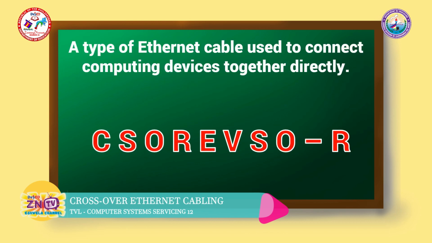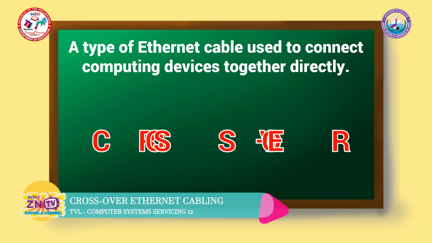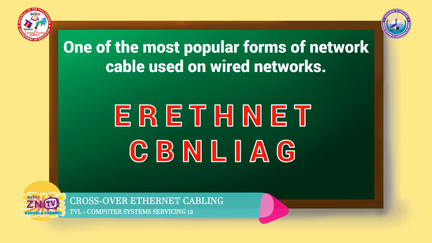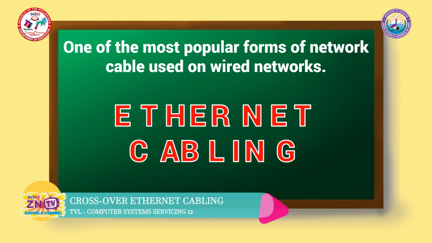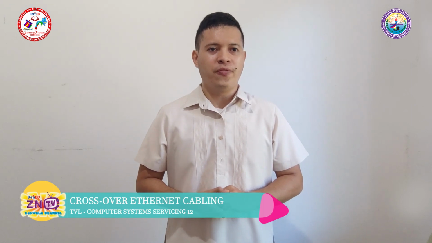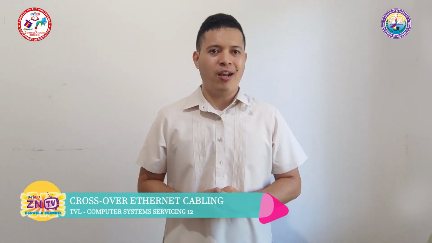What is a type of Ethernet cable used to connect computing devices together directly? Correct! It is crossover. What do you call one of the most popular forms of network cable used in wired networks? That's right! It is Ethernet cabling. Wow! You got it all right! Now that you have learned the 4 difficult words or phrases, I believe you are now ready for our lesson.